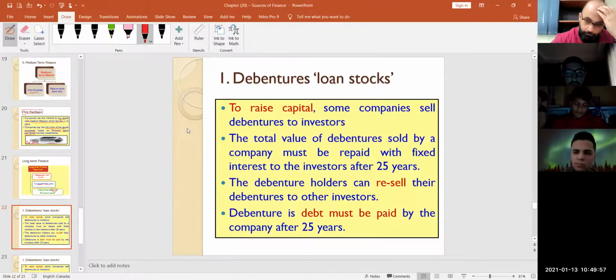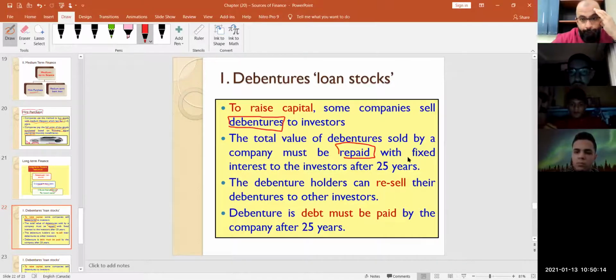To raise capital, some companies sell debentures to investors. The total value of the debentures sold by a company must be repaid with fixed interest to the investors after 25 years. The debenture holders can resell their debentures. Okay, can we just stop at this point?